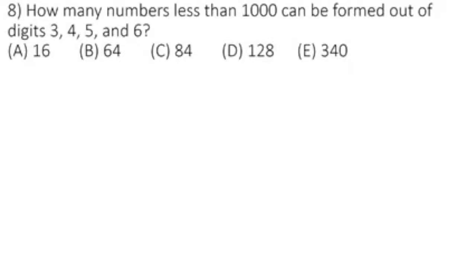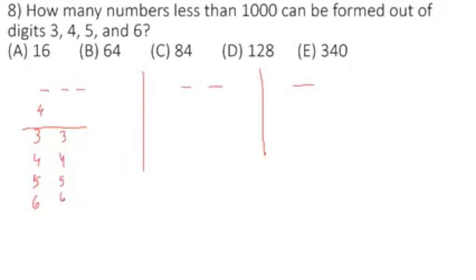It can be a 3-digit number, or a 2-digit number, or a single-digit number. So for 3-digit numbers, what are the possibilities using only 3, 4, 5, 6? From the available 3, 4, 5, 6, I can select any one of the values, so 4 choices, again 4, and again 4. So it is nothing but 4 into 4 into 4, that is 64 ways.